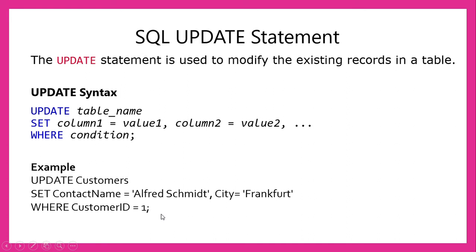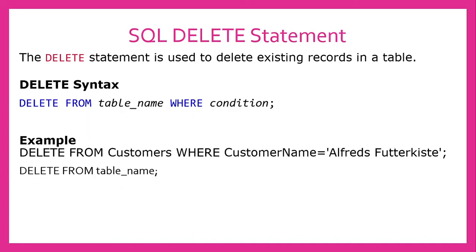So it will first fetch the customer whose ID is 1, and then it will set the contact name of that customer, and it will also update the city of that customer. So next we have the DELETE command. It is used to delete our existing record. Syntax for delete is DELETE FROM table_name WHERE condition, we can put any condition.